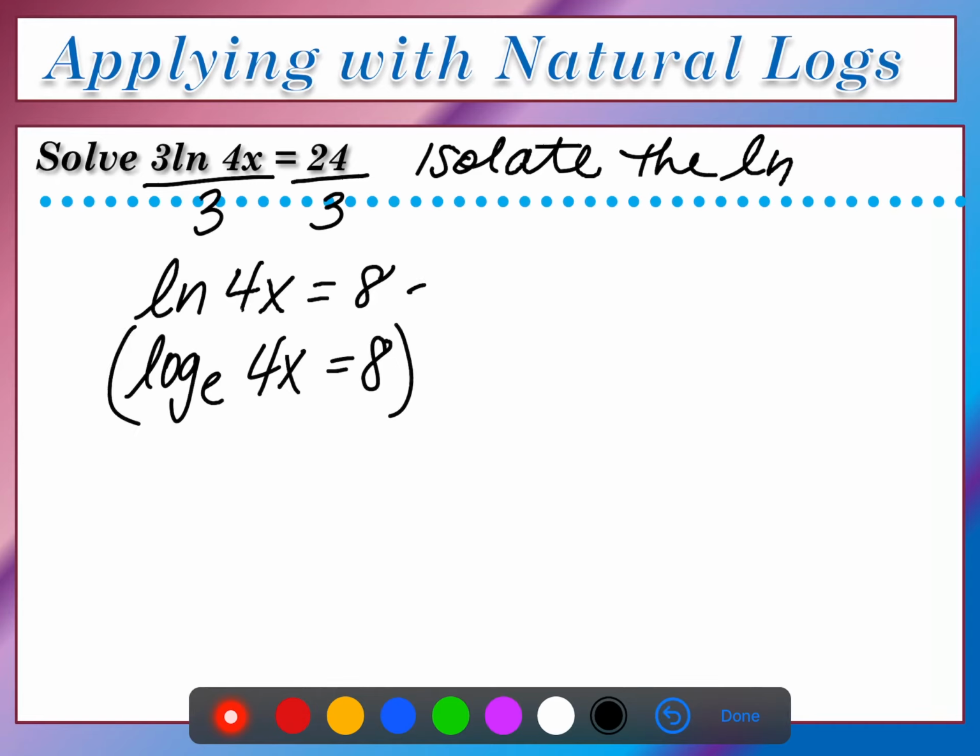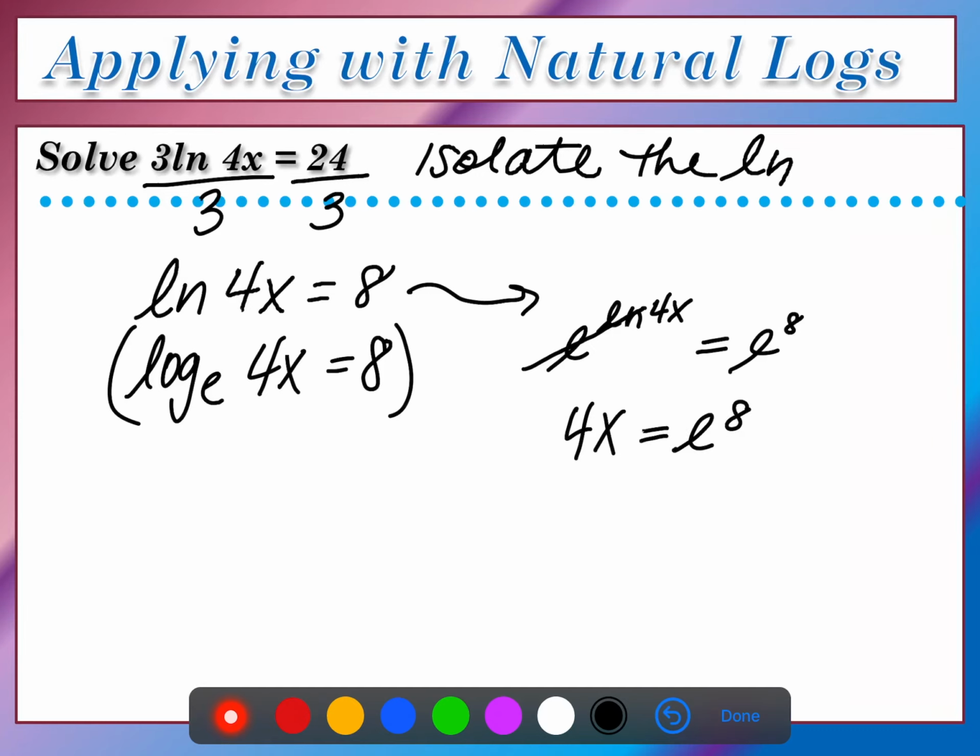So instead, what I'm going to do is raise each side using e. So I'm going to do e to the ln of 4x, and I'm going to do e to the 8th power. We're going to use base e on each side. So rather than taking the natural log of both sides, we're going to use base e. So base e and ln over here are going to cancel. We have 4x equals e to the 8th. And then we're going to divide by 4.